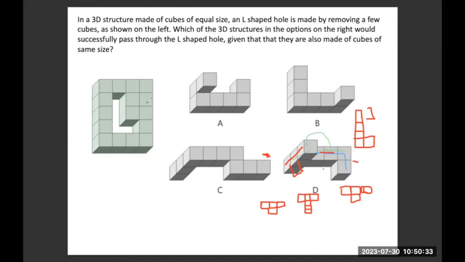The trick here is, let me tell you, you are not given that you cannot move it completely, or that you cannot shift it. Nothing like that is given here. What the question says is, which of the 3D structures in the options on the right would successfully pass through the L-shaped hole, given that they are also made up of cubes of the same size.